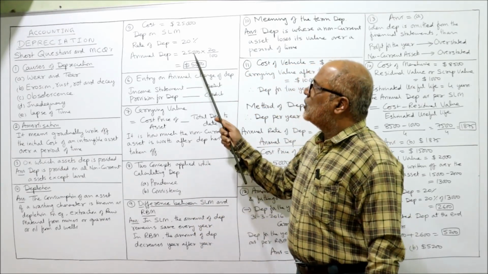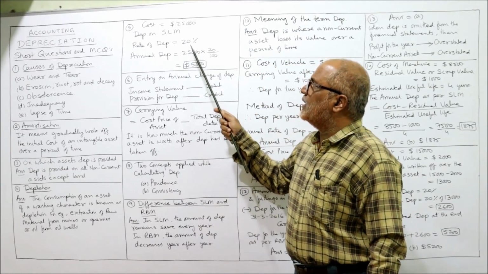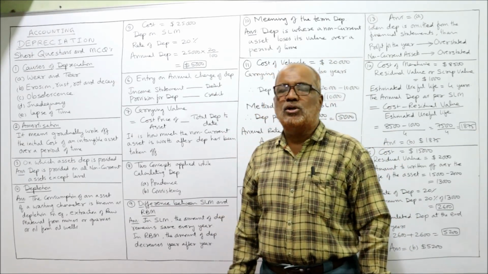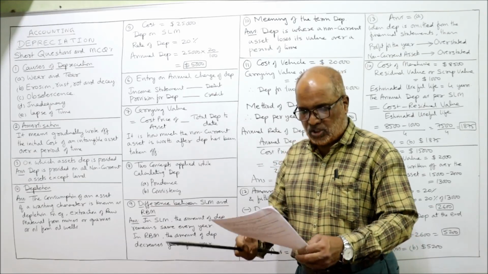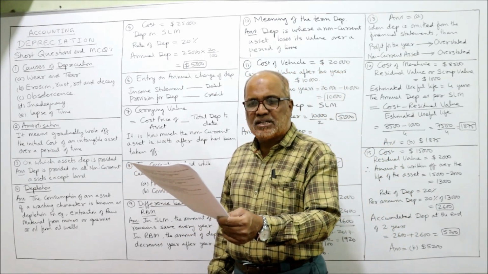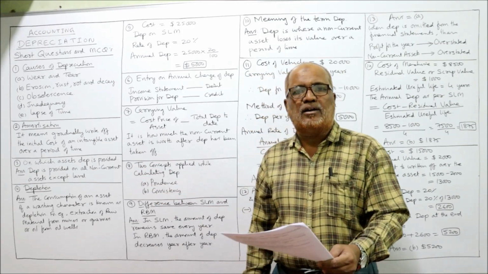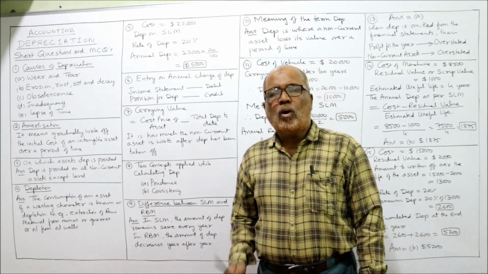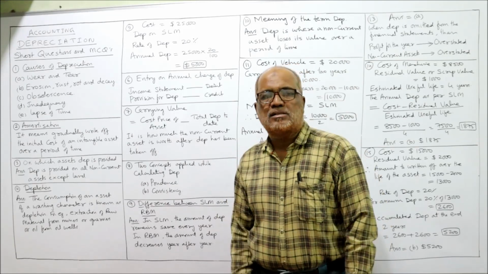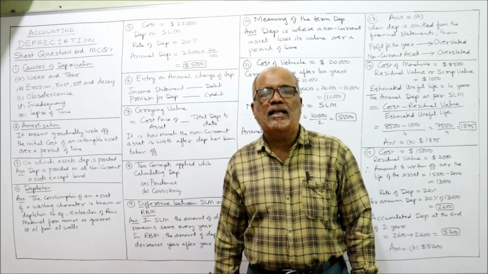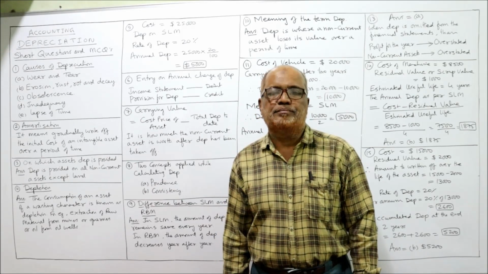So calculate 25,000, the cost, into 20 by 100. You will get 5,000 rupees, which is the annual depreciation. Next, sixth one. Which account is debited and which account is credited for the annual charge of depreciation? What is the entry to be passed?